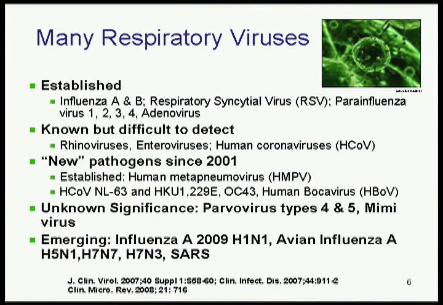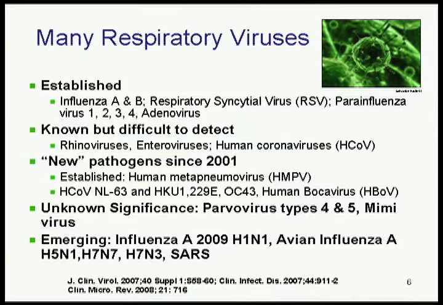So we know that there are many respiratory viruses that infect humans, and I've listed some of these here, especially the ones that we look for more commonly, the ones that are well established, like influenza A and B, respiratory syncytial virus, parainfluenza viruses, adenovirus. We also look for rhinoviruses, enteroviruses, and human coronaviruses. However, some of these viruses are difficult to detect in the lab. Why? Because they require special culture conditions, special temperatures, and are not always easy to detect.